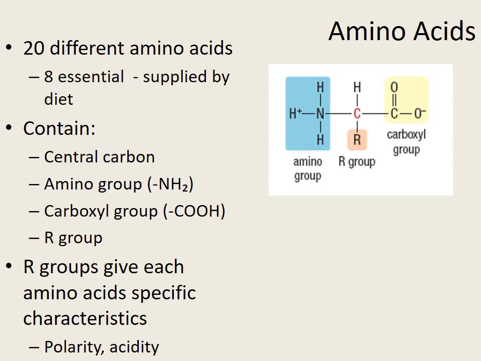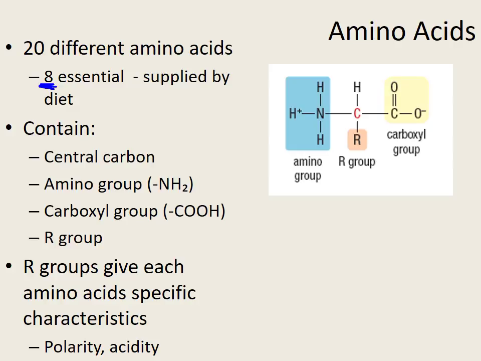There's 20 different amino acids. This number is essentially changing all the time. It used to be 8 essential, but there are 9 that are essential now, which need to be supplied by the diet. That means if there's 9 essential, there's 11 non-essential amino acids. That means that our cells can make those amino acids. We don't depend on our diet to obtain those amino acids.